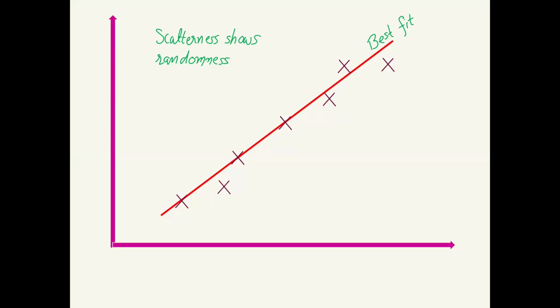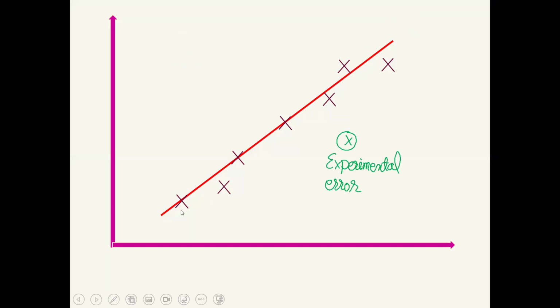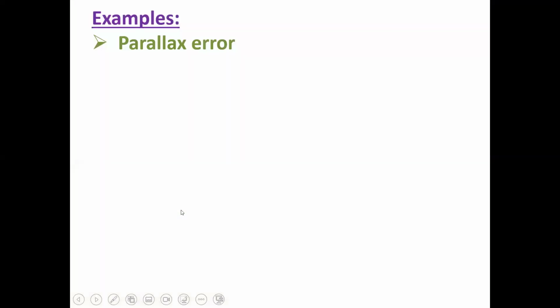Okay, I got it. Examples are parallax error, which is very famous in O-level physics paper 6. This was in our ATP also. This is a very famous error.